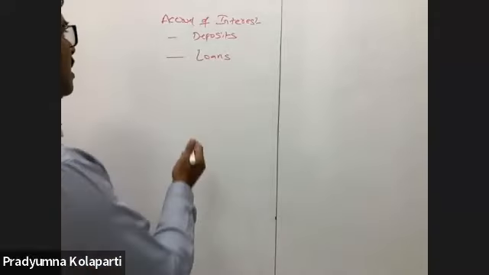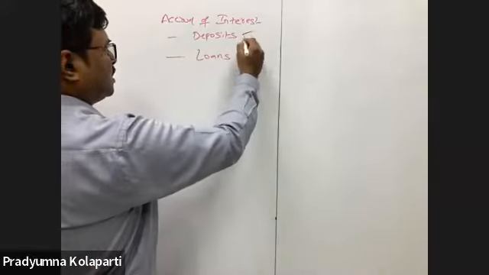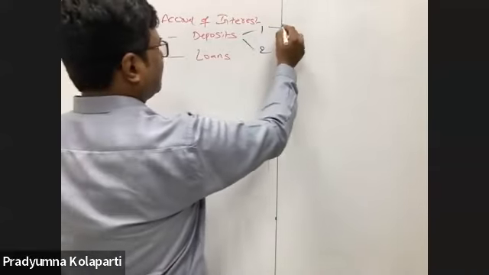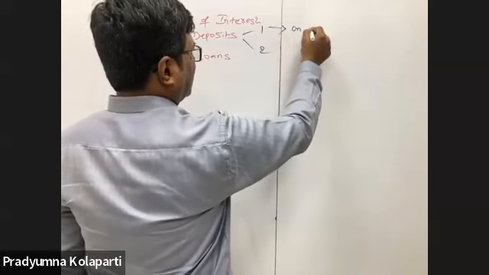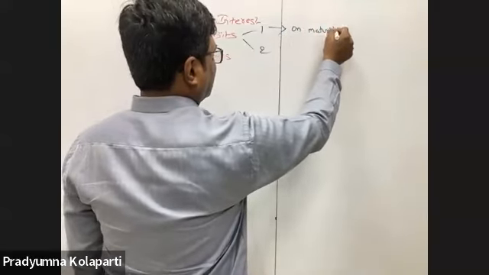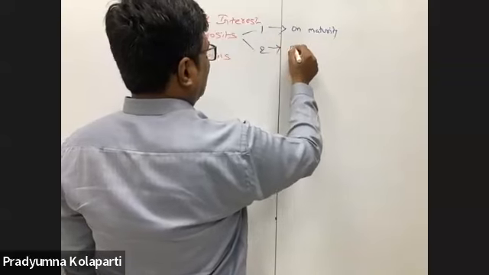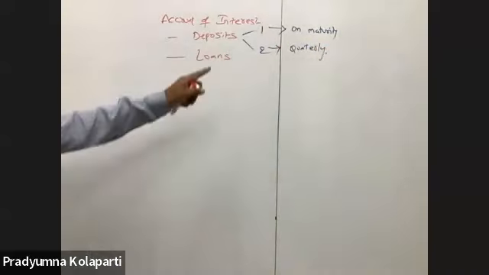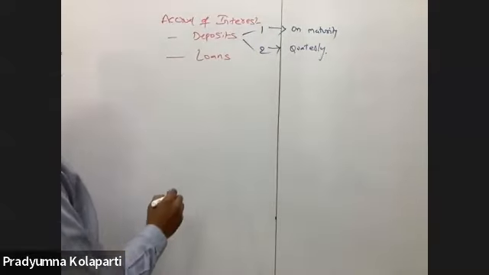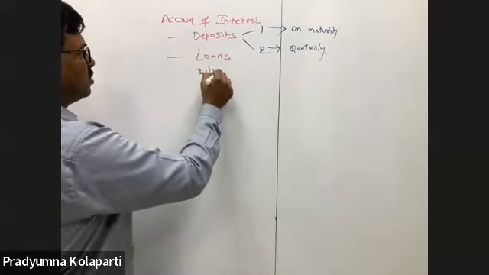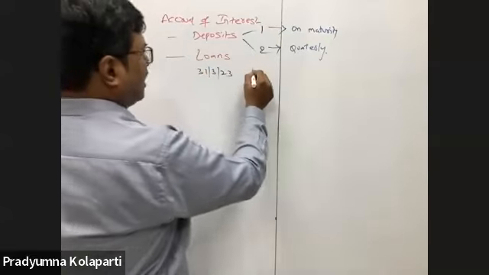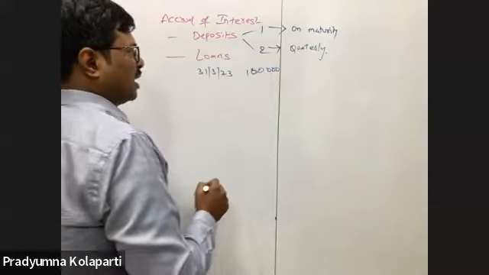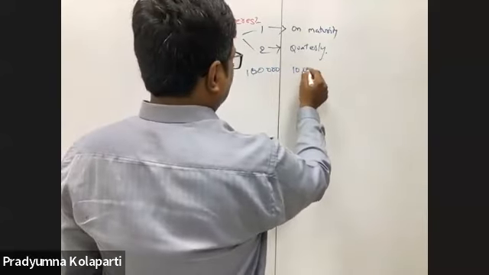You cannot just say, sir, there are, say for example, deposit 1 and deposit 2. In case of deposit 1, interest is payable on maturity. In case of deposit 2, quarterly. So in case of first deposit 1 on 31st March 2023, say my deposit amount, the base amount, is 1 lakh, and accrued interest is 10,000.